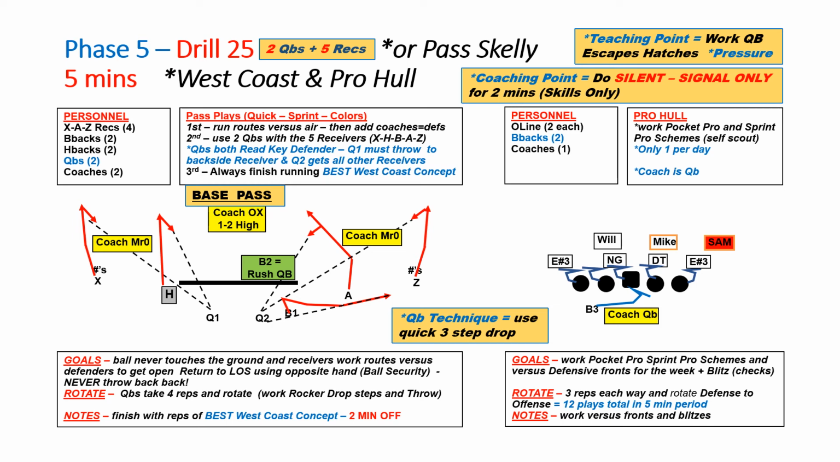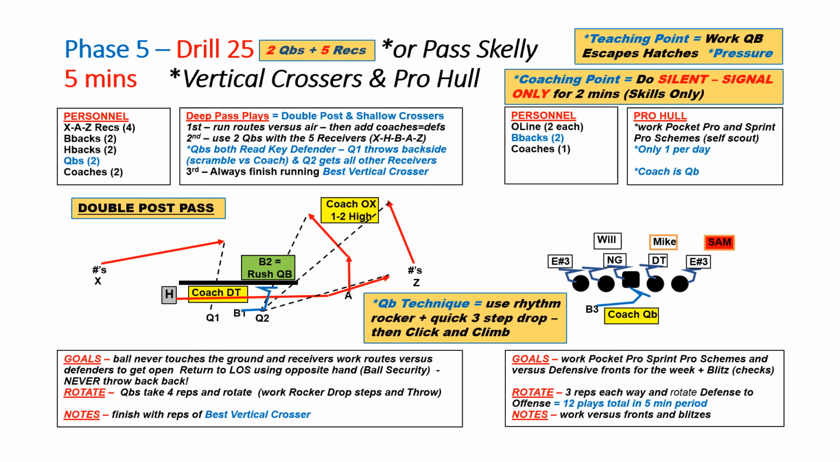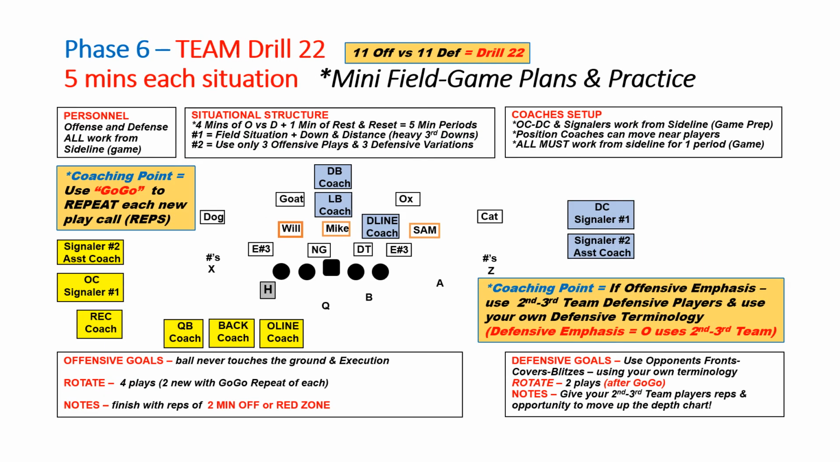Neat thing you can do here is you can do a short bit of this drill 25, and then you can go into a longer period of classic pass skeleton then too. Phase 5 again, drill 25, you can focus on now just doing vertical crossers, so same drill sequence, and or progress into pass skelly. Phase 6 then is the last bit, and that's your classic team period.